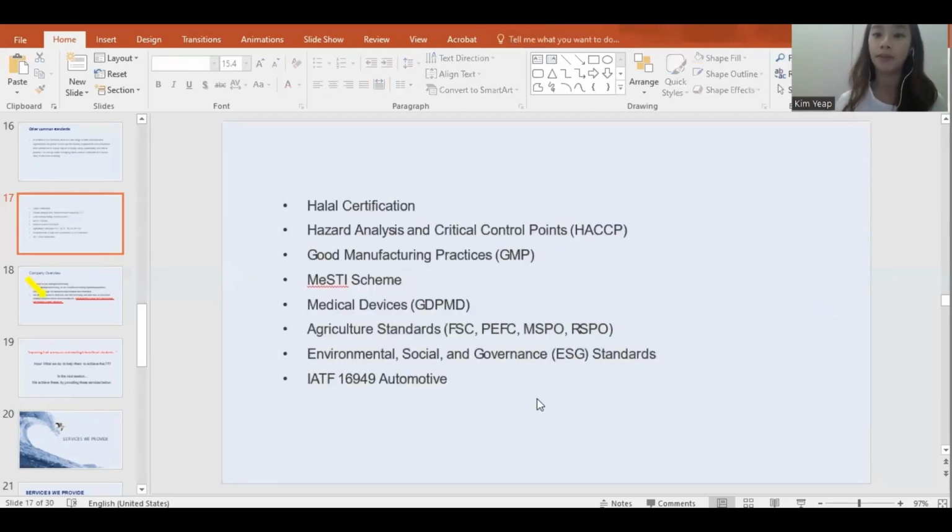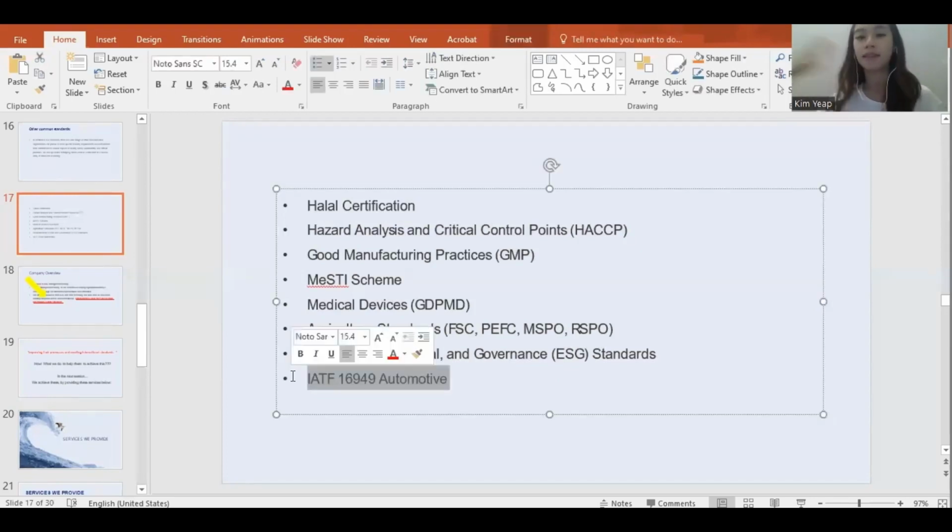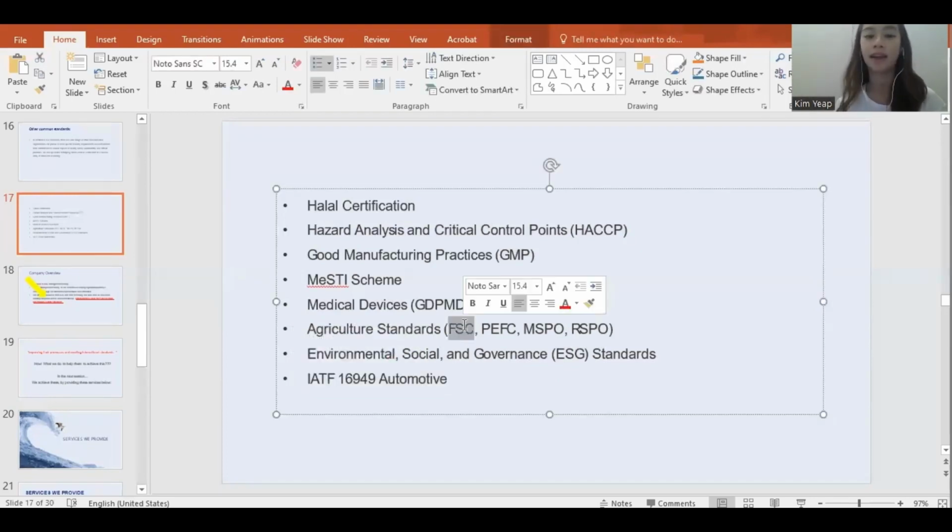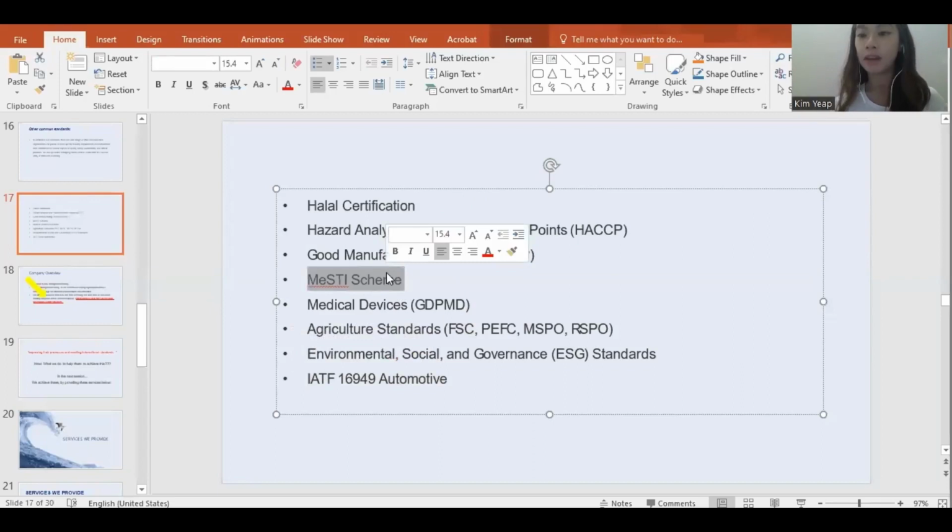They are drafted by some of the scheme owners. This is drafted by somebody else. This is drafted by another body. This one, fun fact, is drafted by our Malaysia MOH. Okay, so they are not drafted by the ISO body, hence they are not called ISO standards.